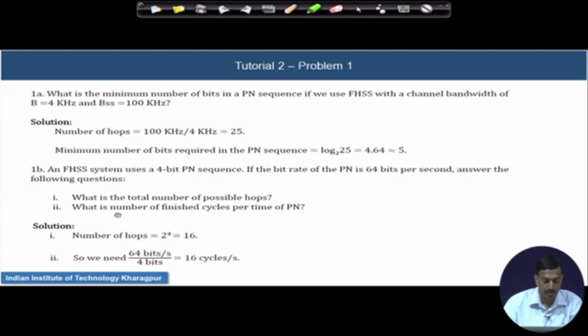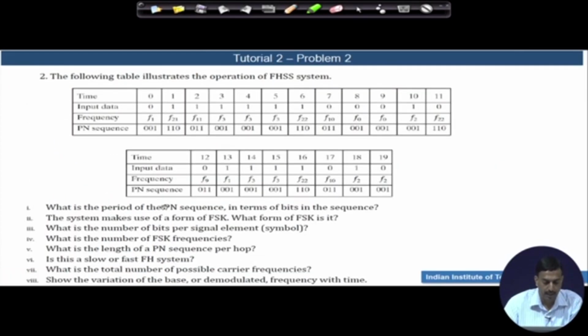So we need to find the number of finished cycles per unit time of this PN sequence. Since there are 64 bits in a second and there are 4 bits in a PN sequence, a total of 64 by 4, that is 16 cycles of this 4-bit PN sequence will be covered in 1 second. So that settles part 2 of problem 1b.